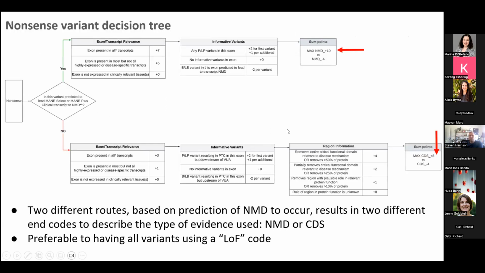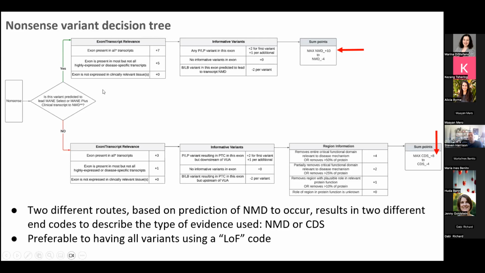So just for an example of what one of these decision trees would look like, here's a decision tree for a nonsense variant. I should have added here, this comes with the caveat that loss of function is the mechanism of disease before you would get to this part. You can see it is a decision tree focused first on, is NMD predicted to occur, and then going down different arms, looking at information about this exon, if it is undergoing NMD, are there other variants in this exon that aren't undergoing NMD, looking at what you know about this region, or other variants in this region. But in the end, you can see there are the different codes.